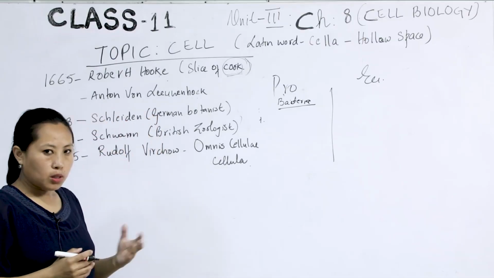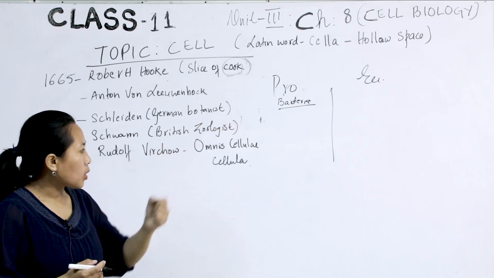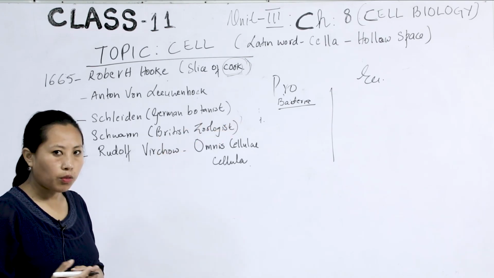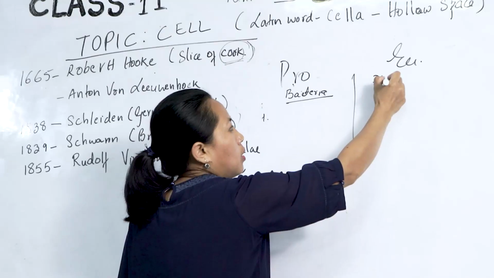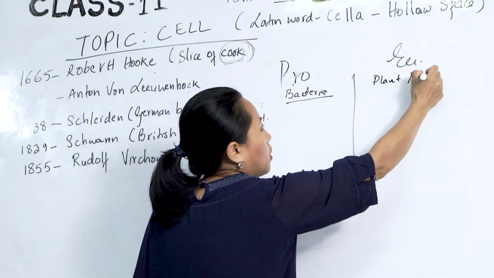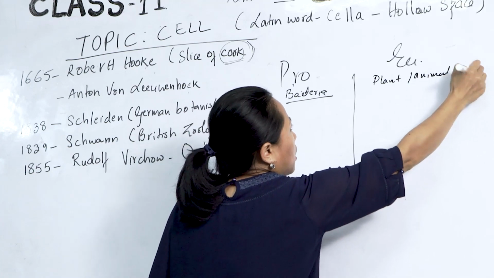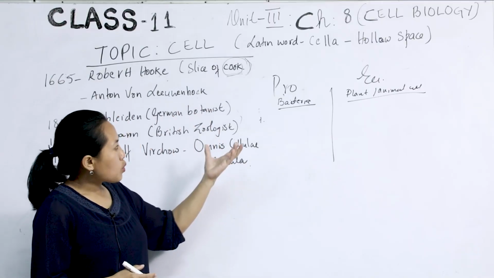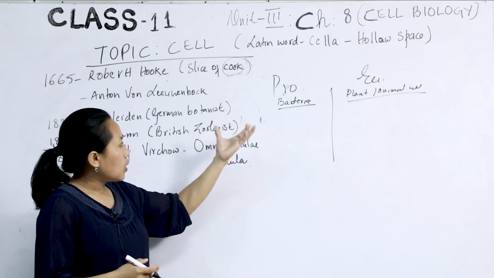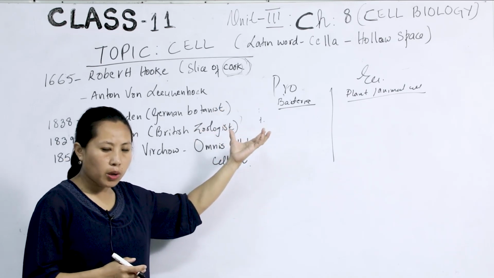So an example of prokaryotes is bacteria, and an example of eukaryotes, which have a high degree of organization in the cell, can be a plant cell, it can be a plant or animal, or for that matter, it can be even that of a fungal cell. Okay, so the difference between prokaryotes and eukaryotes is that the cell size in prokaryotes is comparatively smaller.